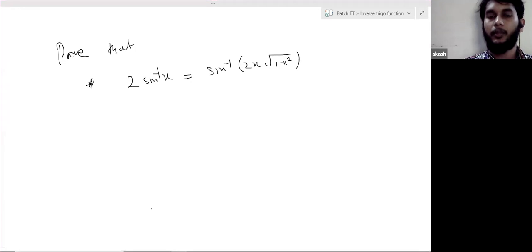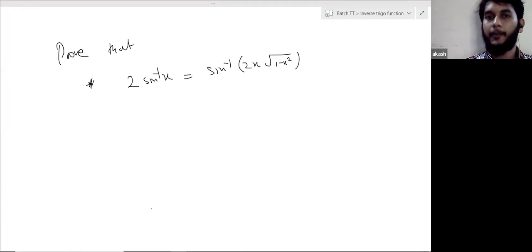Prove that 2 sine inverse x equals sine inverse of 2x under root 1 minus x square. Very important. Very important to know this because we are going to use this in many questions. So how to prove this type of questions?